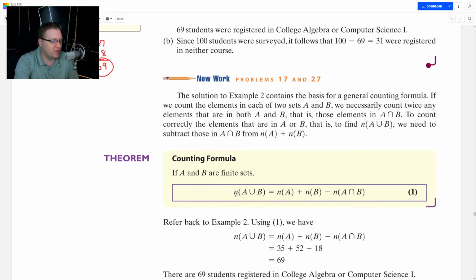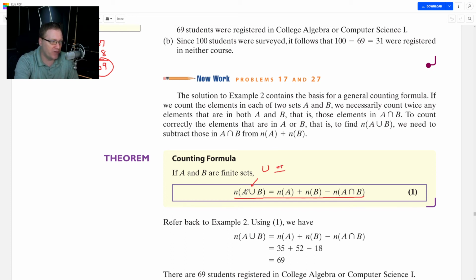If we have two sets, we're going to have this rule. Now, you might not know what this means. Well, n of A, and we read this upside down U, or I'm not upside down, this U shape is OR. A or B.